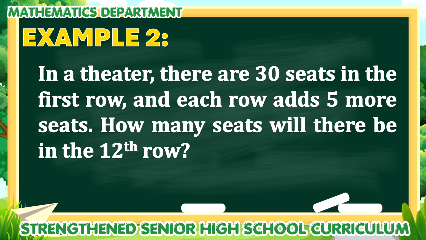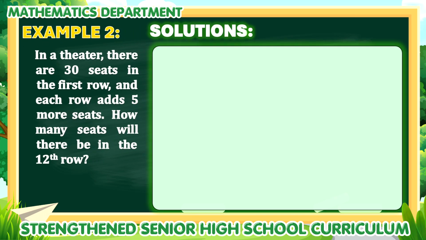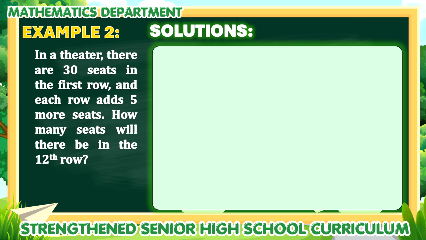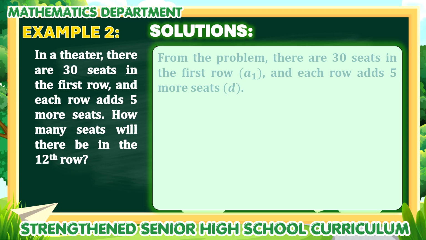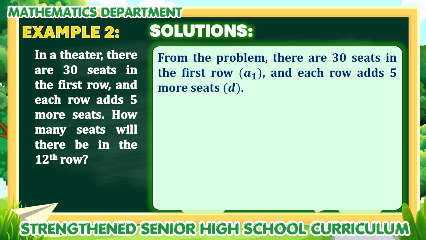For our second example, in a theater, there are 30 seats in the first row, and each row adds 5 more seats. So how many seats will there be in the 12th row? To determine again how many seats will there be in the 12th row, we use the following information: there are 30 seats in the first row, this will serve as the value of our a sub 1, and each row adds 5 more seats, so this 5 here will serve as the value of our d.